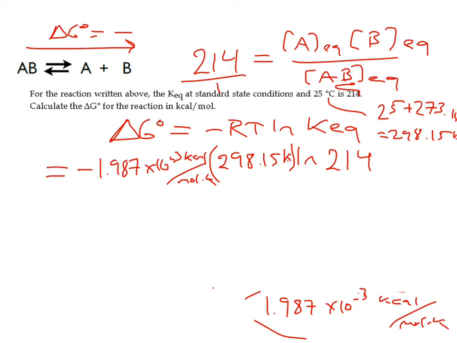Again, we'll see how you can use your intuition to check yourself to make sure you don't make a silly mistake like that. But I'm plugging this in: negative 1.987 times 10 to the negative third times 298.15 times the natural log of 214. I get delta G naught, the tendency of the reaction in kilocalories per mole, is negative 3.179 kcals per mole.